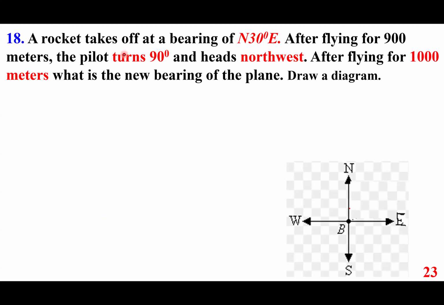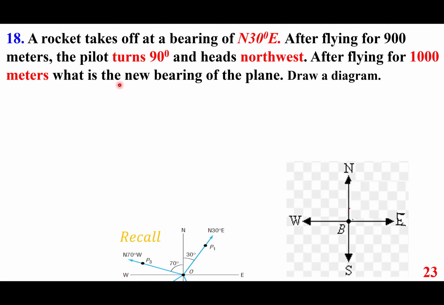A rocket takes off at a bearing of north 30 degrees east. After flying for 900 meters, the pilot turns 90 degrees and heads northwest. After flying for 1,000 meters, what is the new bearing of the plane?